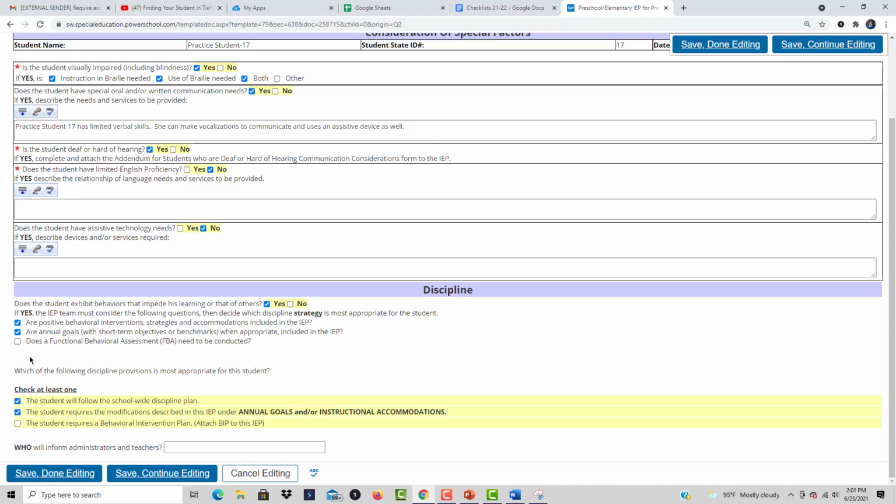Now, of course, if that student does have a BIP, then they wouldn't be following the school-wide discipline plan because they'd be following the BIP. And you may still have some annual goals and instructional accommodations. And then always here, put the case manager. If you are the case manager, you are going to be the one who will need to inform all of the teachers and everyone else about any sort of BIP or accommodations or goals or whatnot. And that's generally the role of the case manager in any situation.